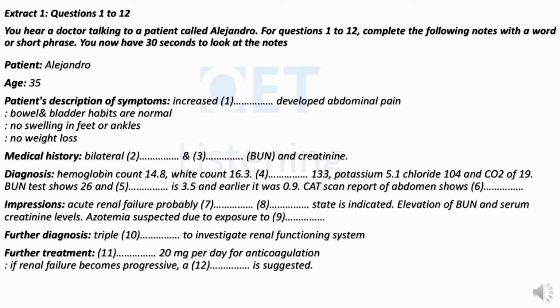I am going to prescribe you rivaroxaban 20 mg per day for anticoagulation. Hopefully, with this anticoagulation, there will be some relief for your renal vein thrombosis. Or else, if your renal failure becomes progressive, I would advise dialytic intervention. I advise you to undergo a triple renal scintigraphy to investigate the three phases of your renal functioning system.